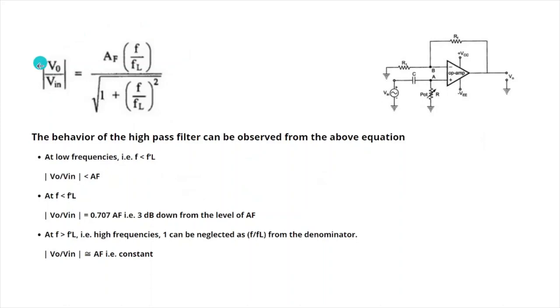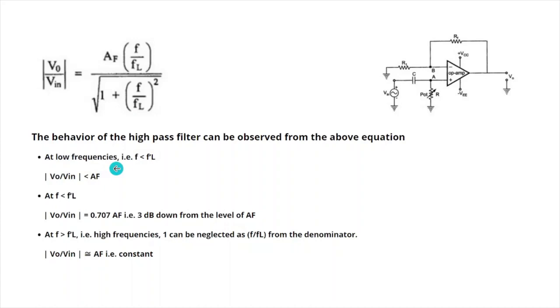So here we have another formula. We have just cross multiplied and put Vo divided by Vin, which is nothing but the gain, which we will get, and it's equal to AF into F divided by FL divided by the square root of 1 plus (F divided by FL) whole squared. So this is the behavior of the high pass filter, which can be observed from the above equation.